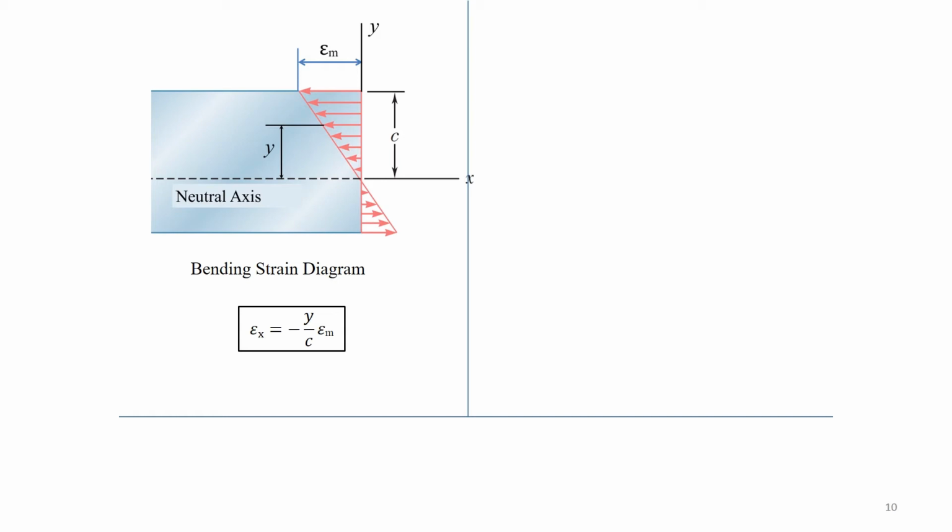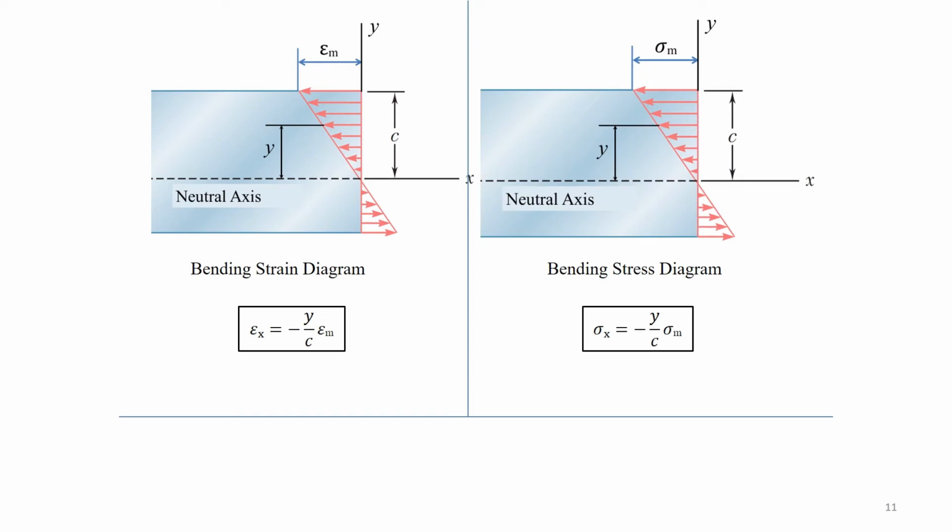The figure on the right shows the stress distribution. Similarly, if the material behaves in a linear elastic manner, so that Hooke's law applies, the stress distribution is also linear. Therefore, like the normal strain variation, stress sigma varies from 0 at the neutral axis to the maximum sigma m located at distance c from the neutral axis. Therefore, we can write stress as sigma x equals negative y by c times sigma m.